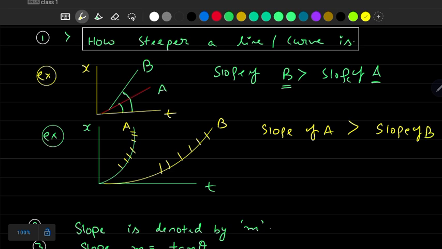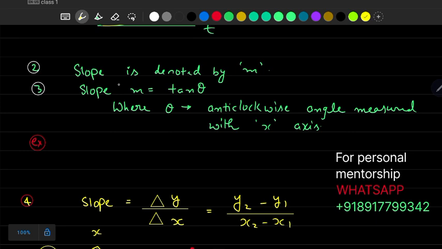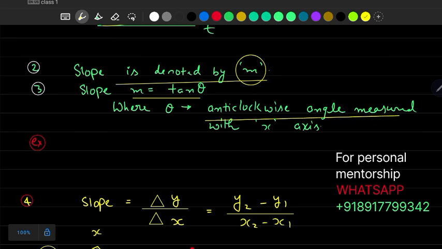So I hope it's clear that if any curve or line is steeper, it will have more slope. Now the next point we have to learn about slope is that it is denoted by m. Slope is denoted by the letter m. And one more thing: m is equal to tan theta, where theta is the anti-clockwise angle measured with the x-axis. It's a really important point.